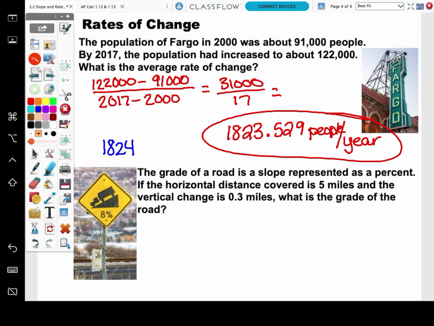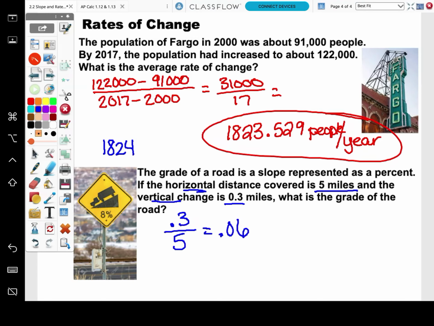The grade of a road down here, not super common in Fargo because everything's flat, but the grade of a road is the slope represented as a percent. So the horizontal distance covered in a road is 5 miles. Vertical change is 0.3 miles. What is the grade of the road? So again, slope is rise over run, so vertical change 0.3 over horizontal change of 5. And if we take 0.3 and divide it by 5, we get 0.06.